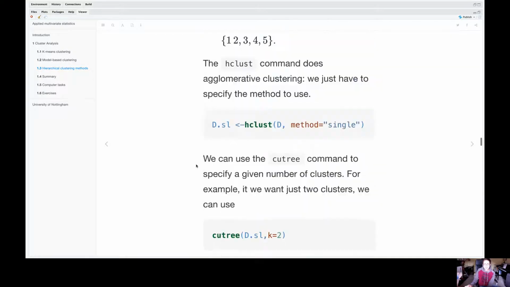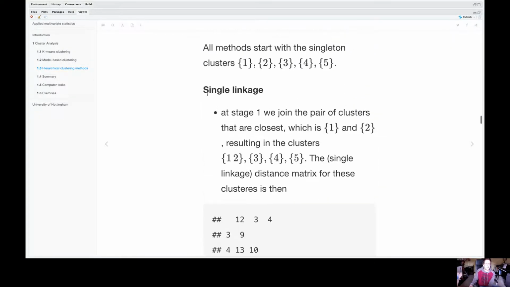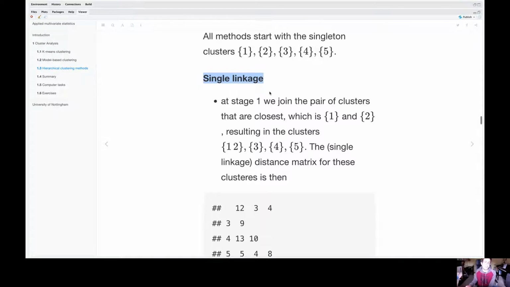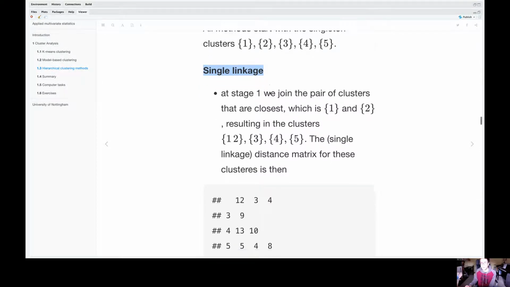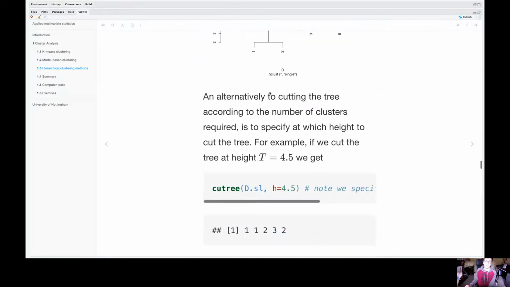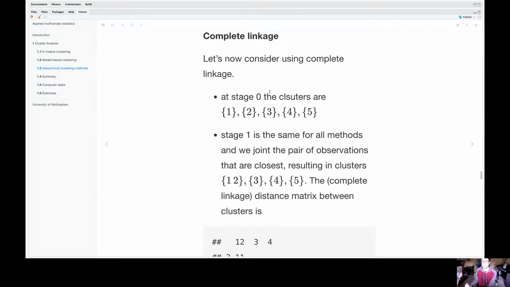Okay. So this was with single linkage. Now we've talked about 3 different linkage methods, so let's have a look at a different method. So let's look at complete linkage. Now it's a bit harder to think about complete linkage, and average linkage is harder, but let's have a think about how they work. So at stage 0 again, we still have 5 singleton clusters.